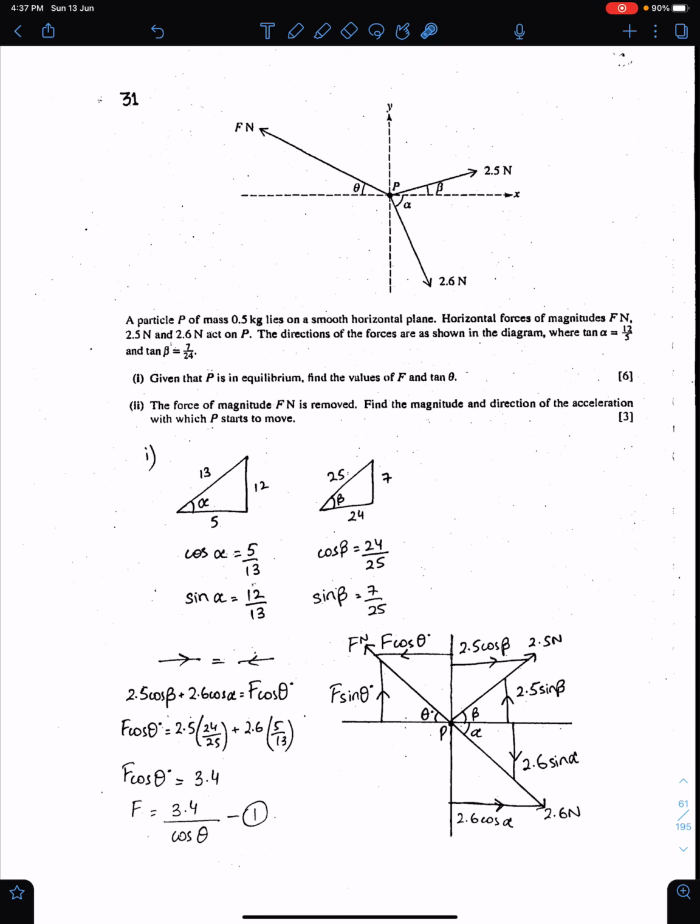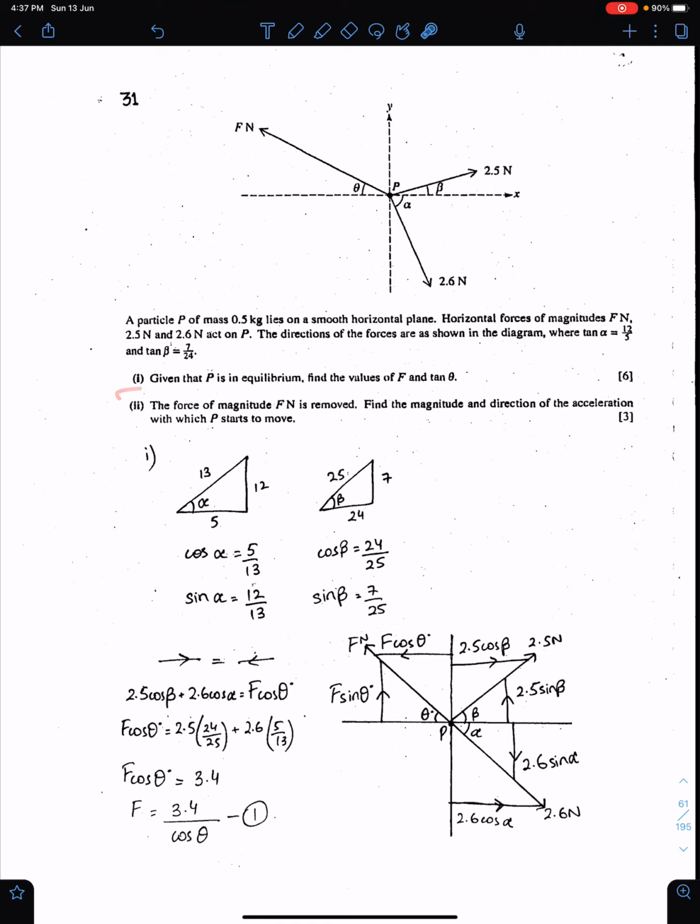Next example. A particle P of mass 0.5 kg lies on a smooth horizontal plane. Horizontal forces of magnitudes F newtons, 2.5 newtons and 2.6 newtons act on P. The directions of the forces are shown in the diagram, alpha, beta, theta, where tan alpha is this and tan beta is this. You need to utilize tan alpha and tan beta properly to get the values of cos alpha, sin alpha, cos beta and sin beta. You need to draw triangles with the help of these values of tan alpha and tan beta.